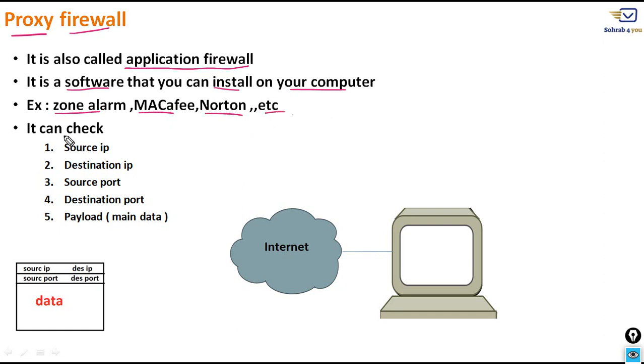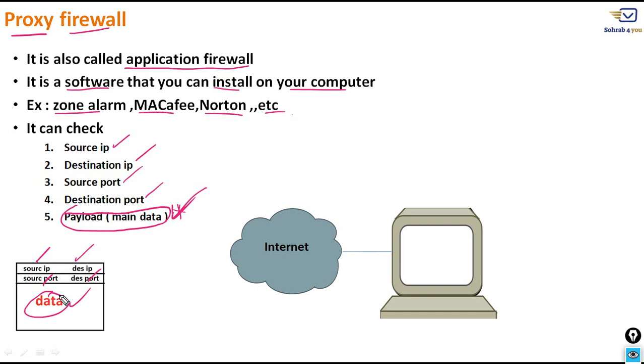But it has an advantage. It can check the source IP, destination IP, source port, destination port, plus the payload. It's also going to check this one. Remember, the access list is not going to check this, but here it is going to check. So it can check the source IP, destination IP, source port, destination port, and also the main data. So simple, guys.